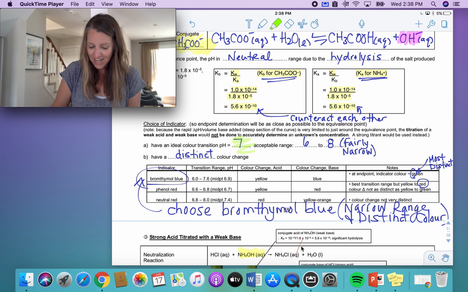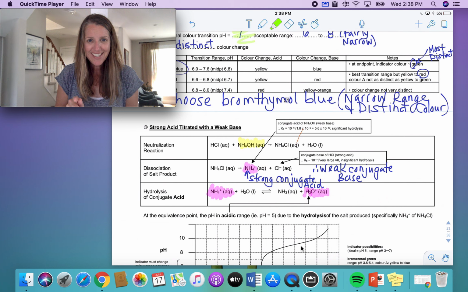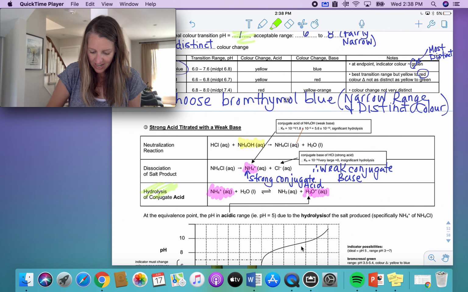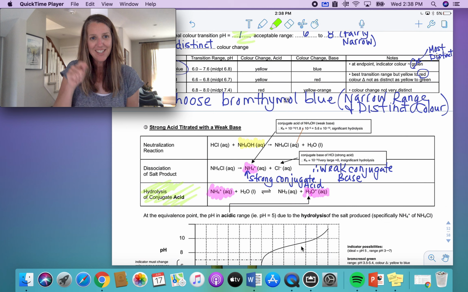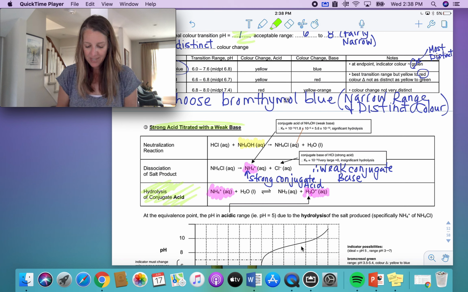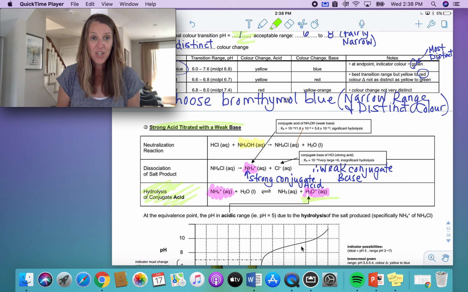Okay? Next option. Strong acid titrated with a weak base. Okay? Strong acid, weak conjugate base. Weak base, strong conjugate acid. So that's why I get hydrolysis of water, because of my strong conjugate acid that was formed from the weak base that was originally in my solution. It acts like an acid, is a proton donor. You're left with hydrogen ions, hydronium ions, left in the solution.